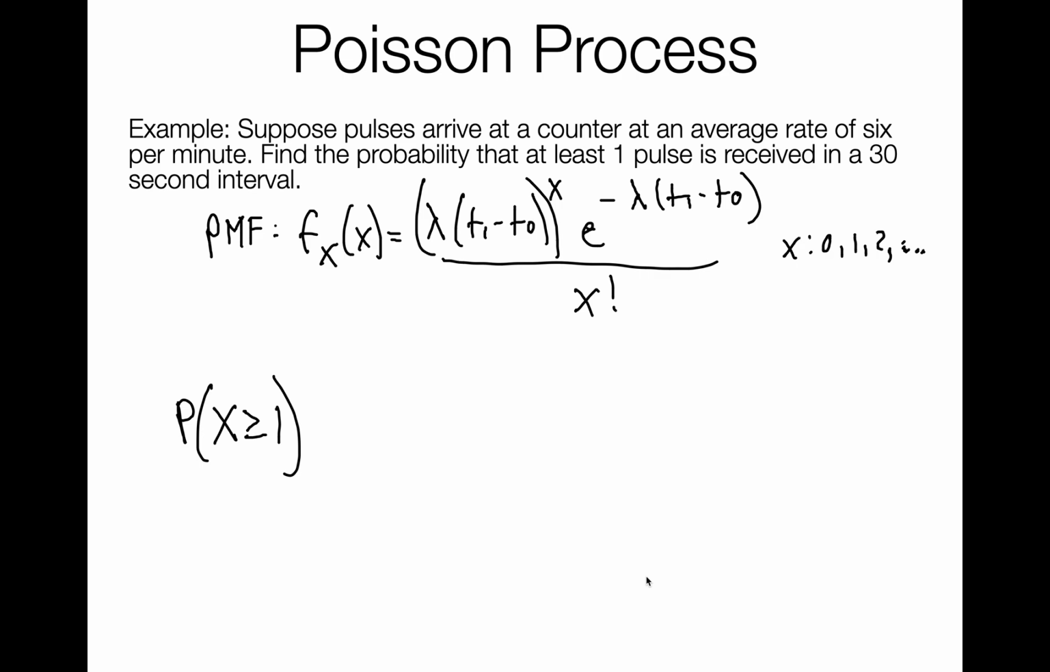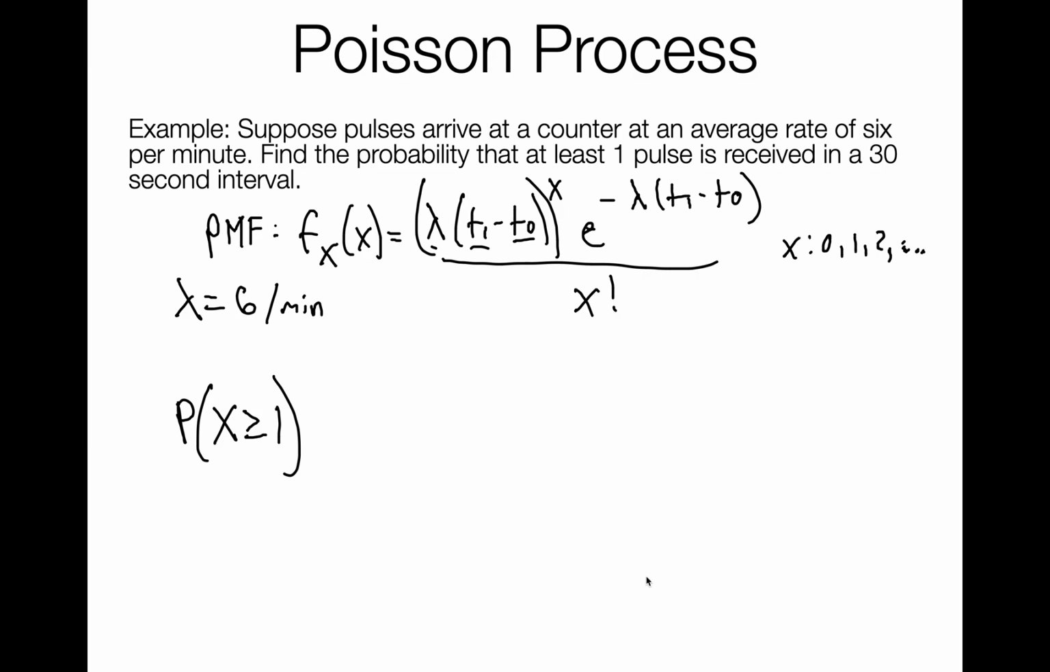But you always have to match the T1 and the T naught in their units to what the units of lambda are. So the units of lambda here, lambda is 6 per minute. So lambda equals 6. And it means that the average rate of pulses that the counter receives is 6 per minute. So it doesn't really matter what T1 and T naught are.